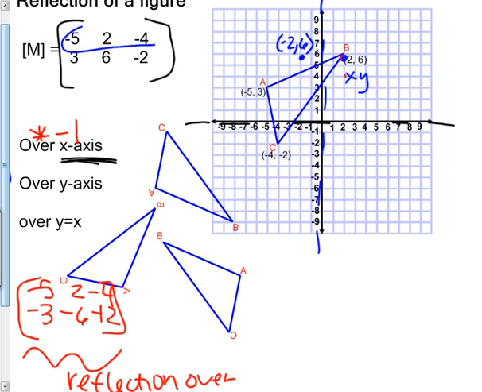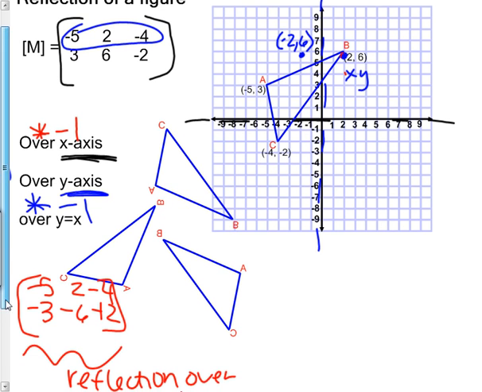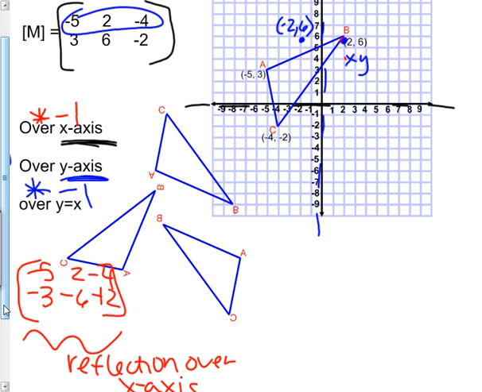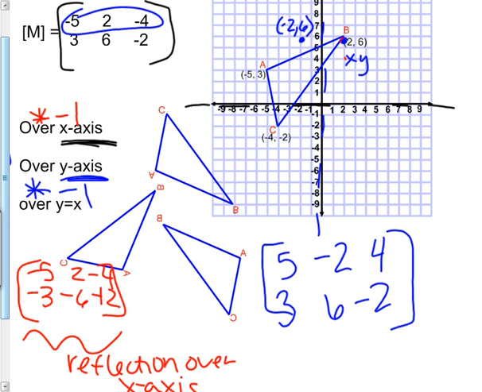So now our x value changed. These values changed. So a reflection over the y-axis, you're taking each of your x points and multiplying it by negative 1. So that matrix would look like 5, negative 2, 4, 3, 6, negative 2. So reverse thinking, reflecting over the x, multiplying by negative 1. Reflecting over the y, multiplying our x's by negative 1.